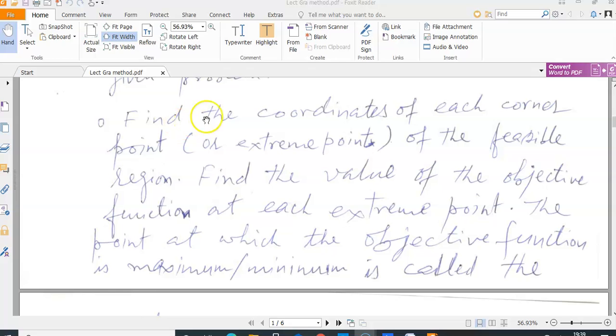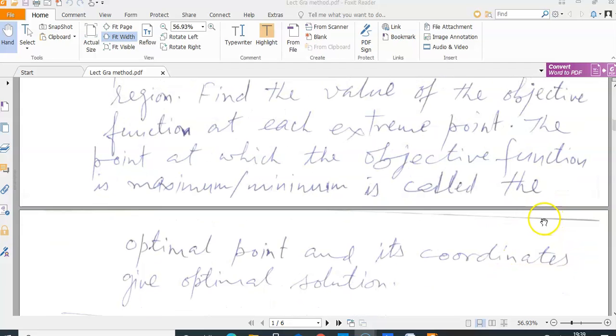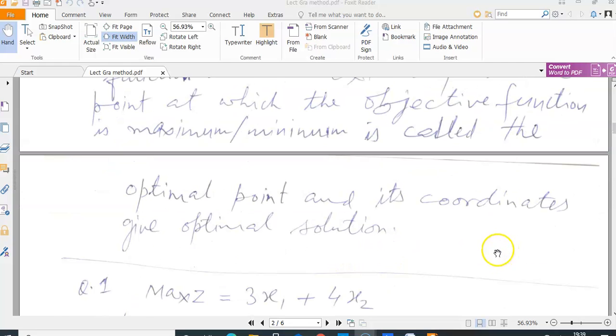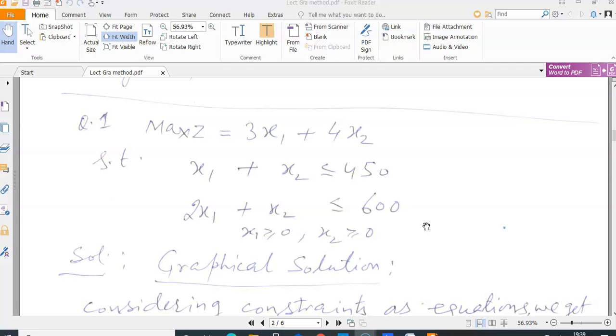Now next, find the coordinates of each corner point or extreme point of the feasible region. Find the value of the objective function at each extreme point. The point at which the objective function is maximum or minimum is called the optimal point, and its coordinates give us the optimal solution. So let us now take an example.